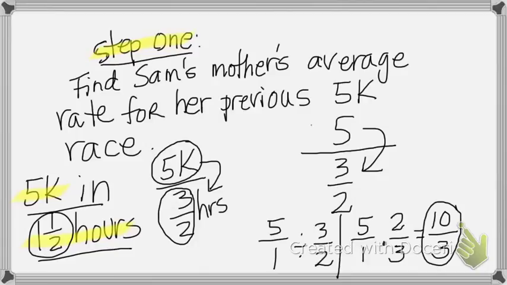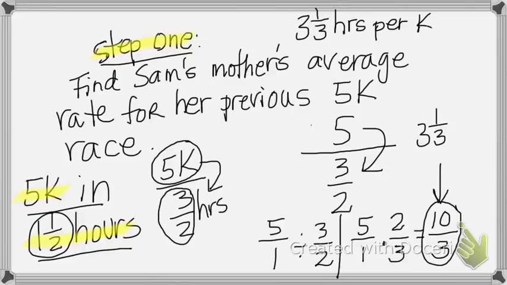Another way to look at that, if we turn that into a mixed number, we would have 3 1/3 hours. So we're going to go ahead and apply this rate, 3 1/3 hours per kilometer. Per K. So here we go, right here. 3 1/3. So for every kilometer she ran, it took her 3 1/3 hours.